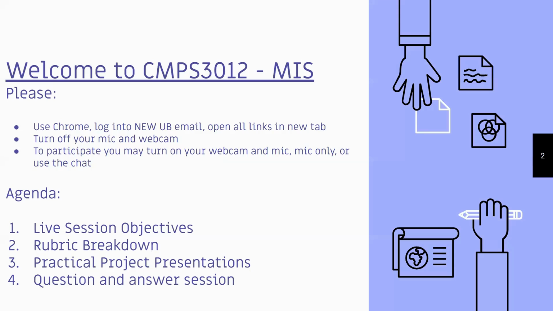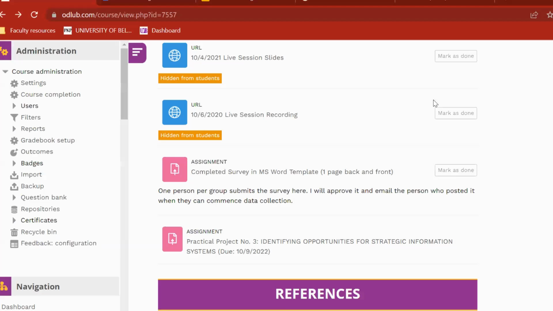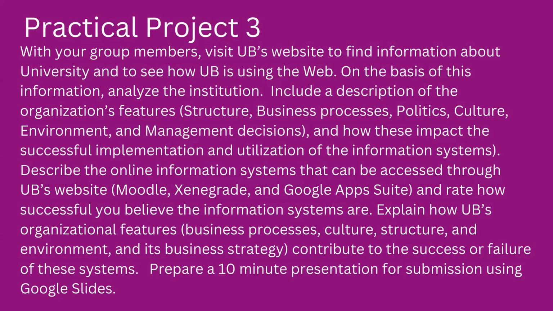In tonight's session, you will hear from different groups as we deliver solutions prepared for the scenario presented in practical project number 3. In addition to that, you'll be given the opportunity to assess each presenting group on their performance tonight. I look forward to this collaborative effort and these carefully considered presentations. Practical project number 3, the topic is identifying opportunities for strategic information systems. And each of you prepared your presentation based on this scenario that has been given.